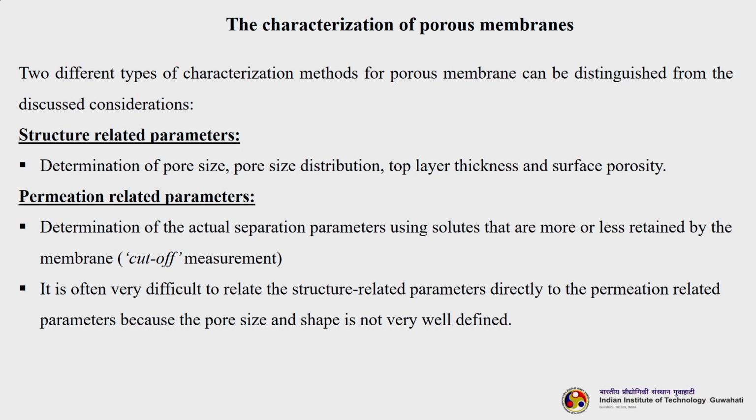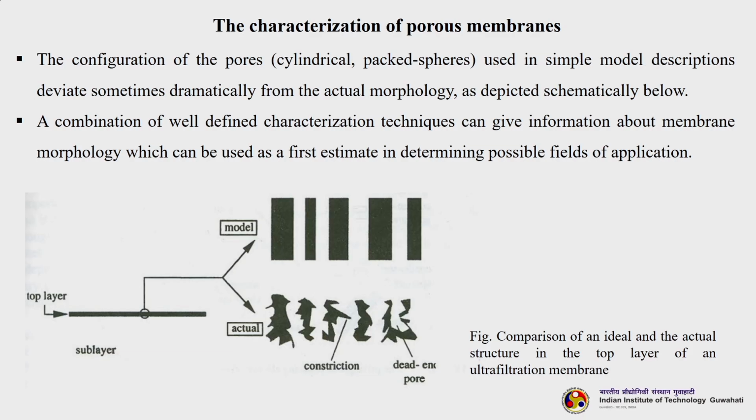It is often very difficult to relate the structure related parameters directly to the permeation related parameters, because the pore size and shape are not very well defined. Even though we see the pores or pore diameter from the top surface, we do not exactly know the shape and geometry of the pores inside the membrane matrix. That is actually going to play a big role in the separation.